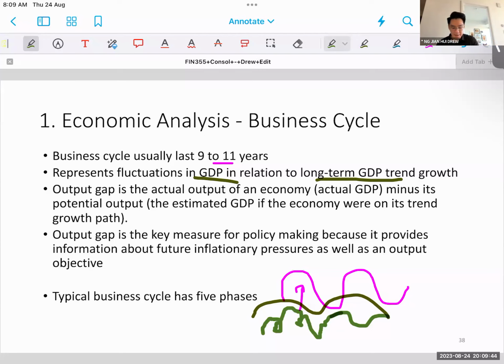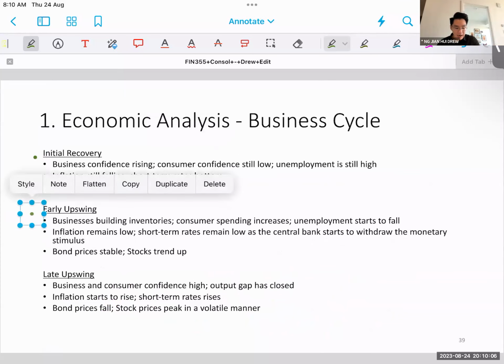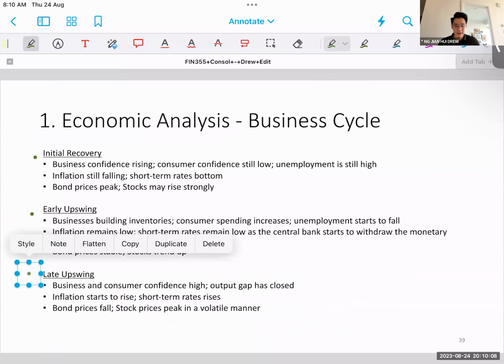This is just more of a definition. Output gap is the gap between the actual and the potential or predicted output, right? So there are 5 phases to a business cycle that we want to look at. It's a little small, but hopefully you can see it on your screen. There's an initial recovery, early upswing, and late swing business cycle.